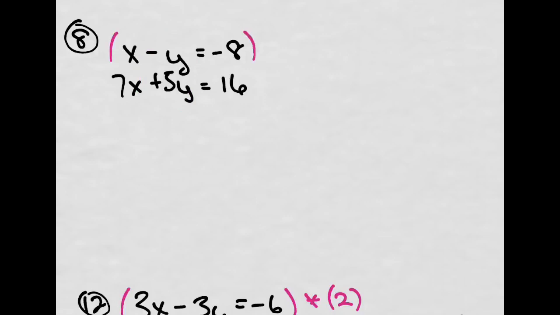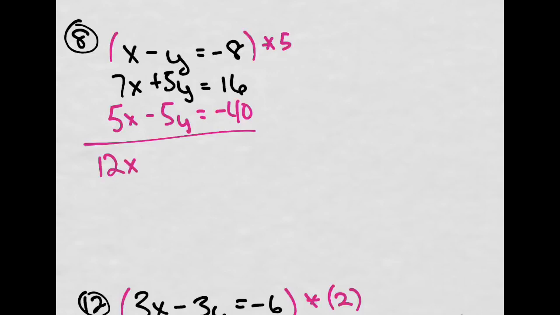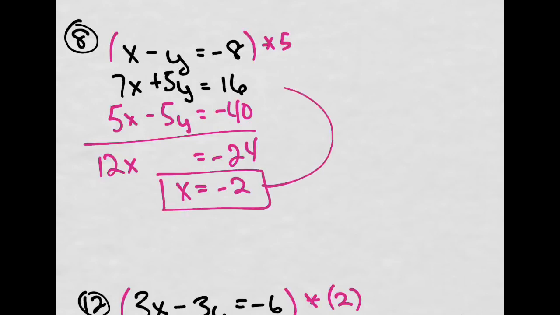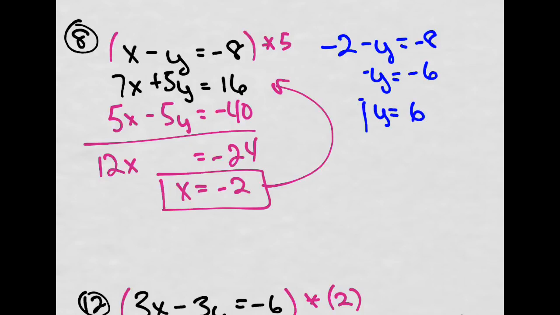So here we go. This whole thing times 5 would give me 5x minus 5y equals negative 40. Add those two together. We'll do it carefully. 12x equals negative 24. X would equal negative 2. That's going to go back and plug in somewhere, right? So if we just pick that first one, negative 2 minus y equals negative 8. So minus y would equal negative 6. And y equals positive 6.